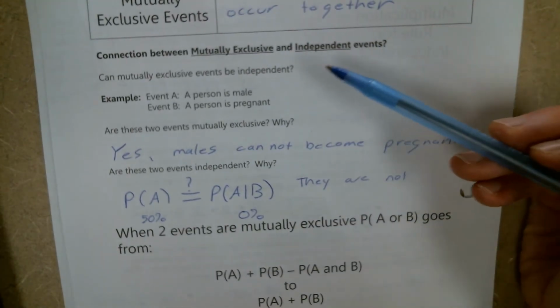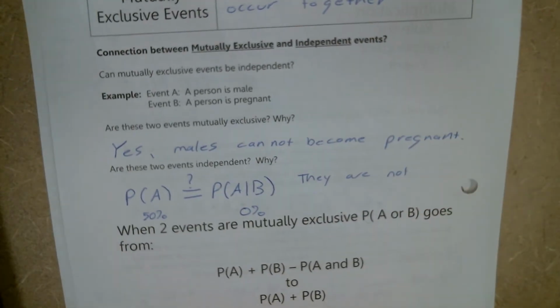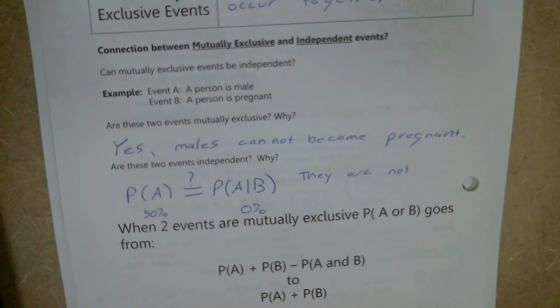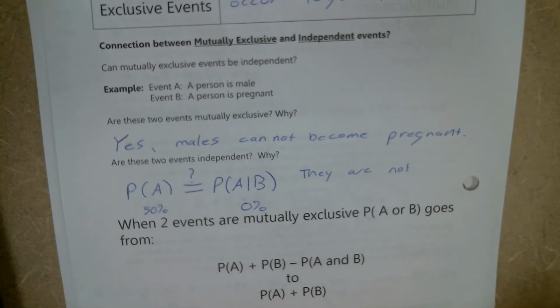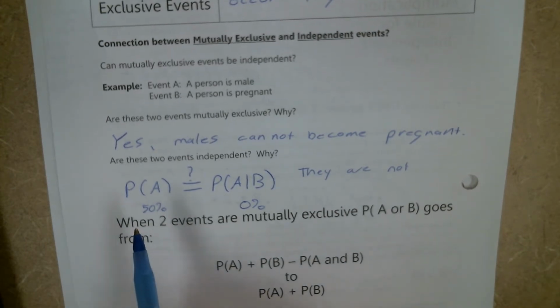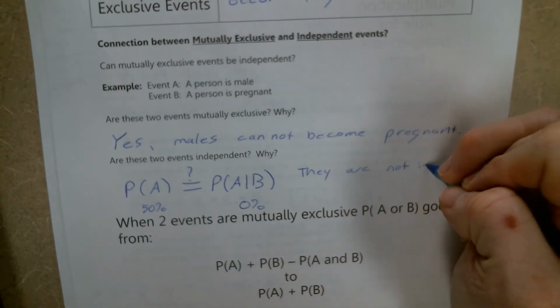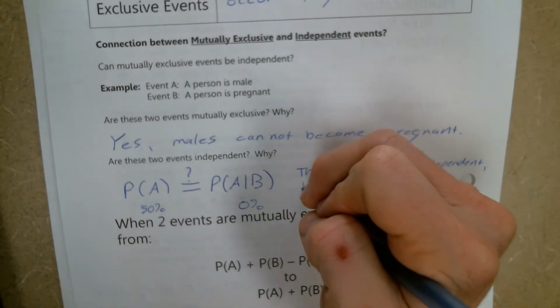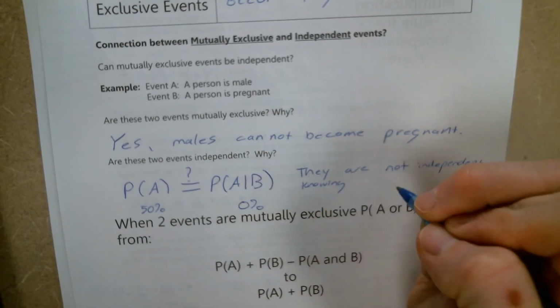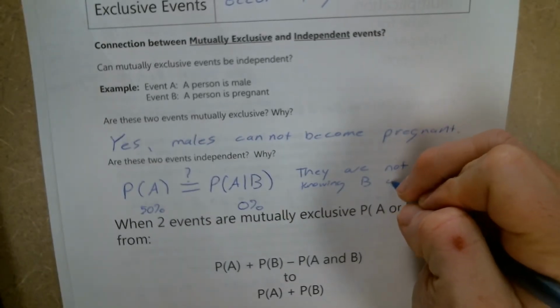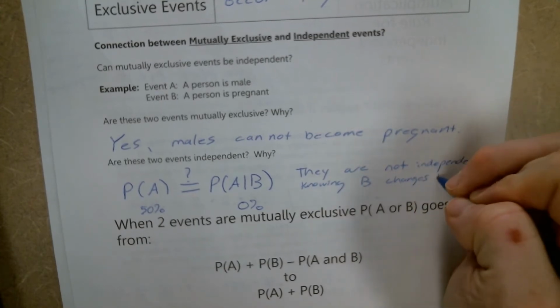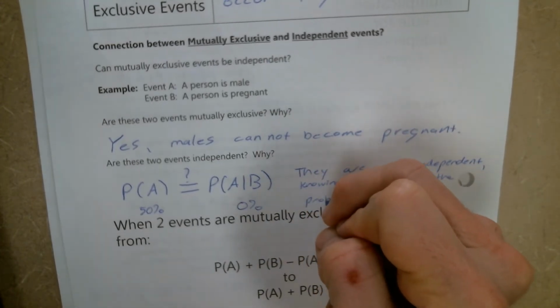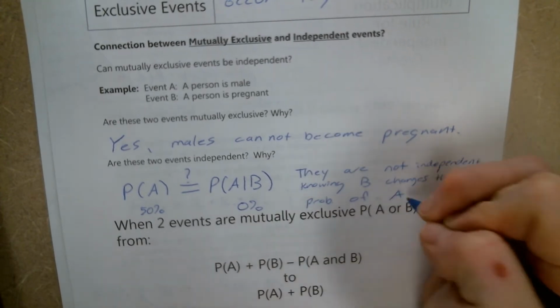A lot of times kids confuse these and think they're the same thing, when in actuality, they're about as far apart as you could imagine. Mutually exclusive says once you know one is true, the other can't be true. Independence says once you know one thing, it doesn't impact your opinion on the other. So they are not independent: knowing B changes the probability of A.